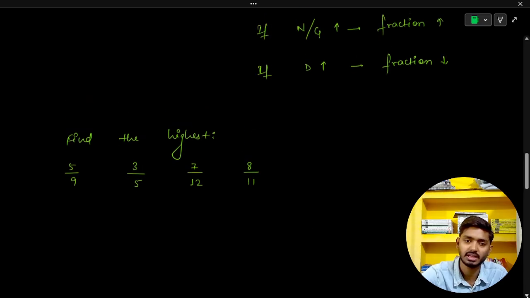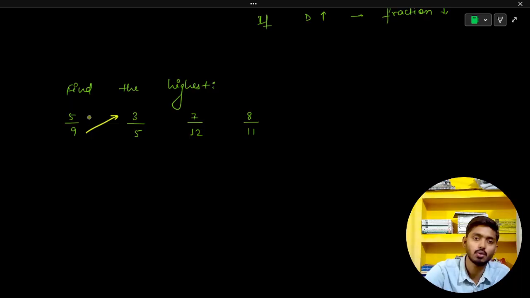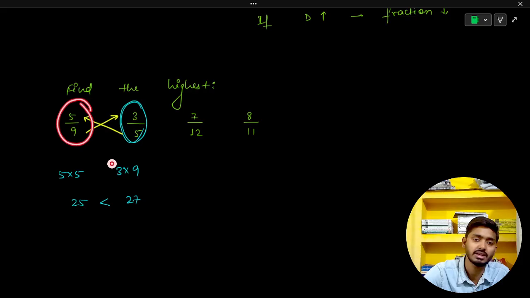First question, find the highest among these. Now, how do we cross multiply? This is how we cross multiply. I guess most of you are aware of this. What you do is move the denominator to the numerator section. Now, if you observe, this turns out to be 5 times 5 and 3 times 9. That equals 25 and 27. Well, we can very clearly see 27 is greater than 25. So we will say 3 by 5 is greater compared to 5 by 9.